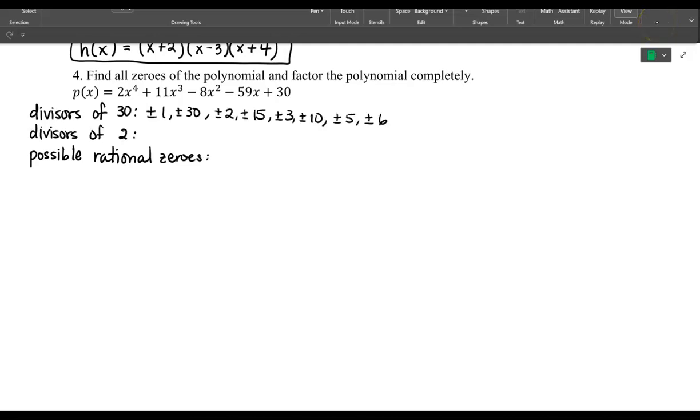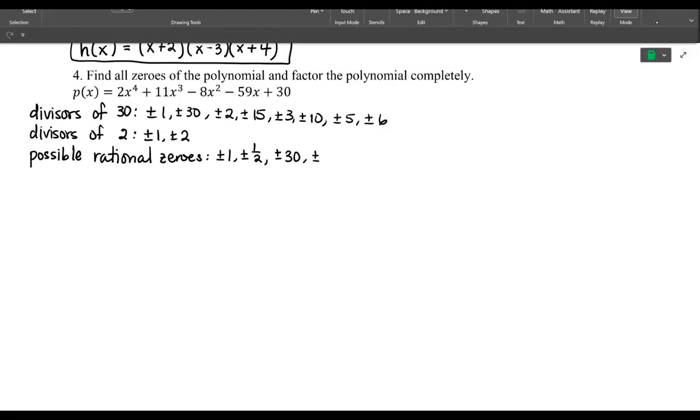So I've listed all of the divisors of 30, just thinking about pairs of numbers that multiply to 30. The divisors of 2 is a much shorter list. There's only 1 and 2 in that list. Do make sure you put plus or minus in front of all of those numbers. And now I'm ready to form my list of possible rational zeros by taking a number in the first list and dividing it by a number in the second list.